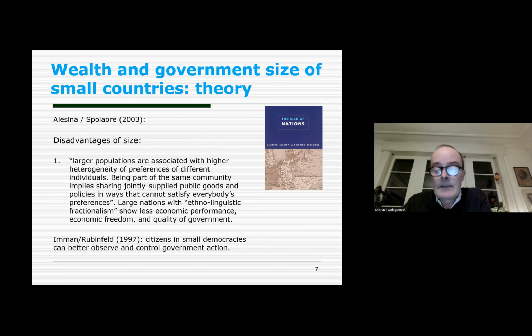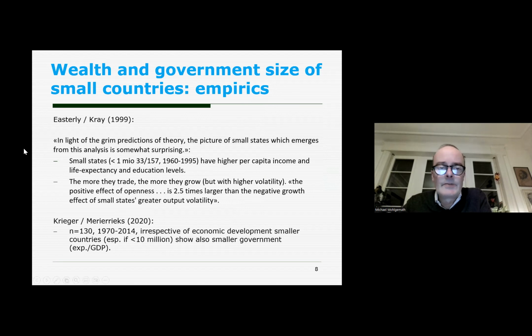And the other thing is a rather obvious public choice argument: that the citizens in small democracies have better opportunities to observe and control government inaction, and therefore the provision of public goods should be more in accordance with the preferences of a large majority of the people.